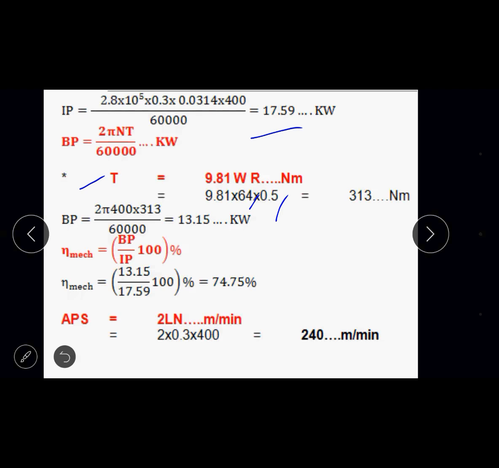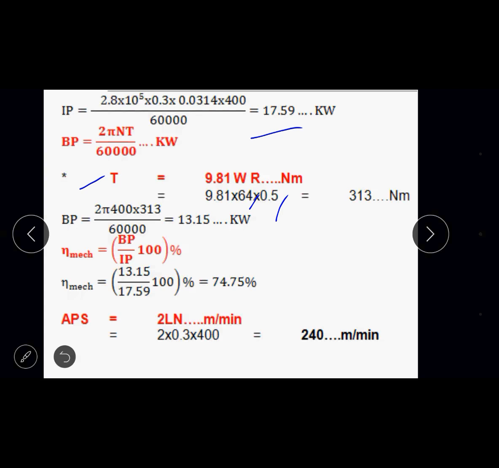Then we will go to the efficiency. Mechanical efficiency is output power by input power. The output power is in the form of brake power, and the input power is in the form of indicated power. So just take the ratio BP by IP. Ensure that both BP and IP are in kilowatt. If you divide and multiply with 100, you will get the percentage efficiency. So you will get 74.75% of mechanical efficiency. Almost it's 75% efficient.